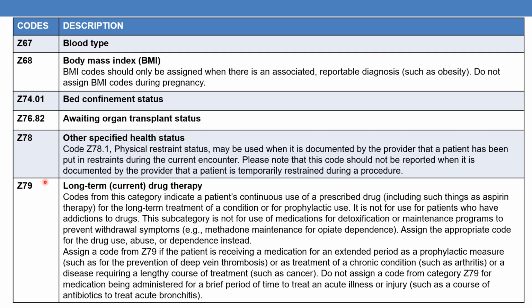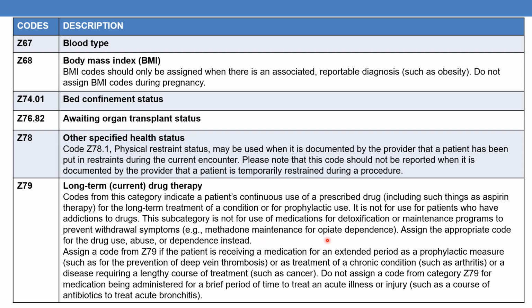Long-term current drug therapy. The codes from this category indicate a patient's continuous use of a prescribed drug, including such things as aspirin therapy, for a long-term treatment of a condition or for prophylactic use. It is not for use for patients who have addiction to drugs. This subcategory is not for use for medication for detoxification or maintenance program to prevent withdrawal symptoms.